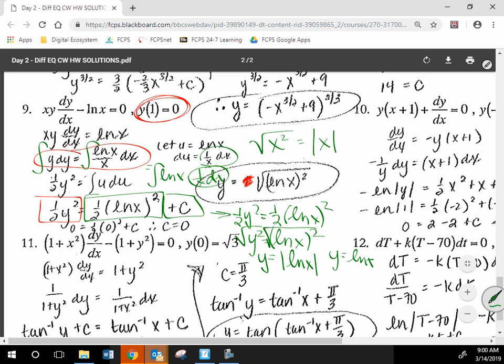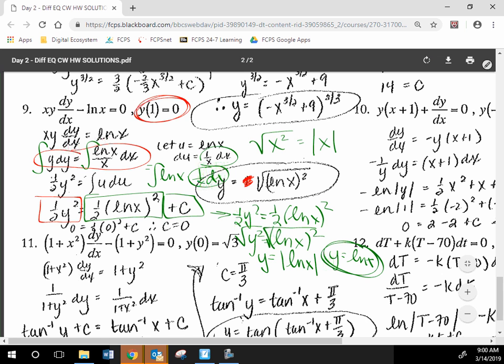Because if I had both pieces, then I would have a top branch and a bottom branch in my square root. So we don't take both pieces, we take just one piece. So I would just have this. Questions? Oh, number 9. Questions with number 9.